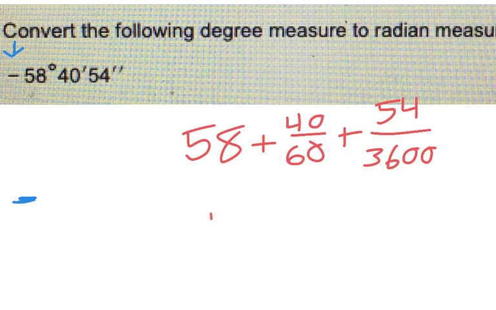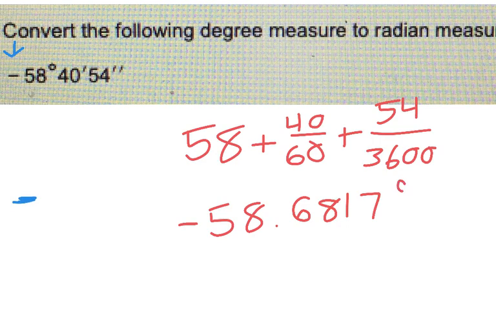And when I did that, I got 58.6816 repeating. So let's go with 7. And again, this is negative. So this is negative 58.6817 degrees. Now it's going to be like the problems you were working before and after this. I need to convert this degree measure into radians.